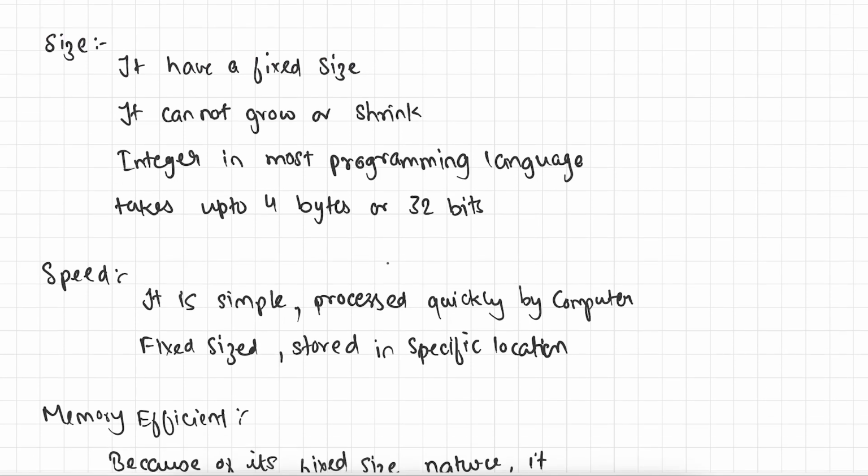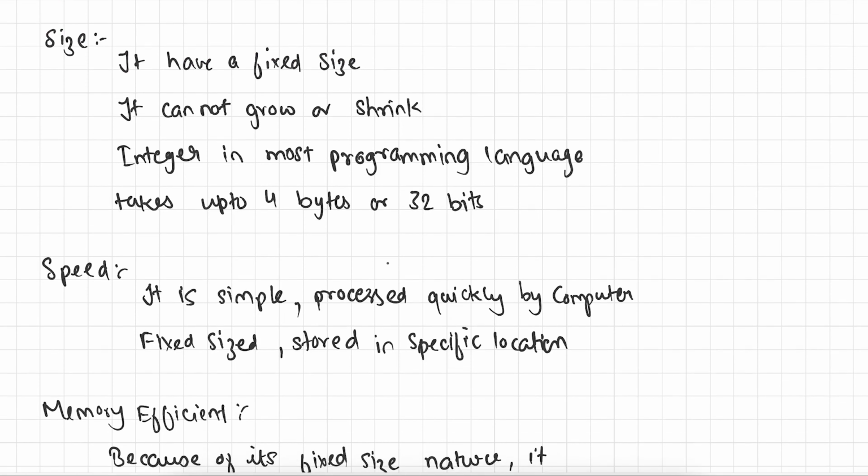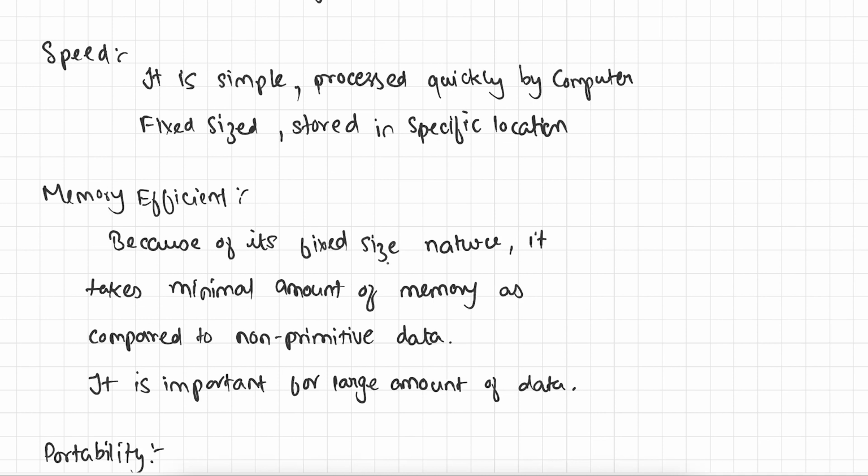Okay. So the next feature of primitive data types is speed. As we know, it is simple, it is always going to be a fixed size, and it is stored in a specific location. That's why it is very easy for the computer to process this type of data structure. The next key feature is memory efficiency. Because primitive data structures are always of fixed size, they take a minimal amount of memory as compared to non-primitive data structures. And we need primitive data structures for large amounts of data, because when we store large amounts of data, we need memory-efficient data structures so that we can store more data in a smaller amount of memory.